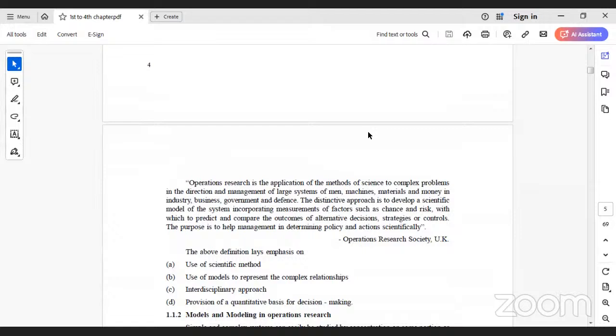Operations research is the application of the methods of science to complex problems in the direction and management of large systems of men, machines, materials and money in industry, business.